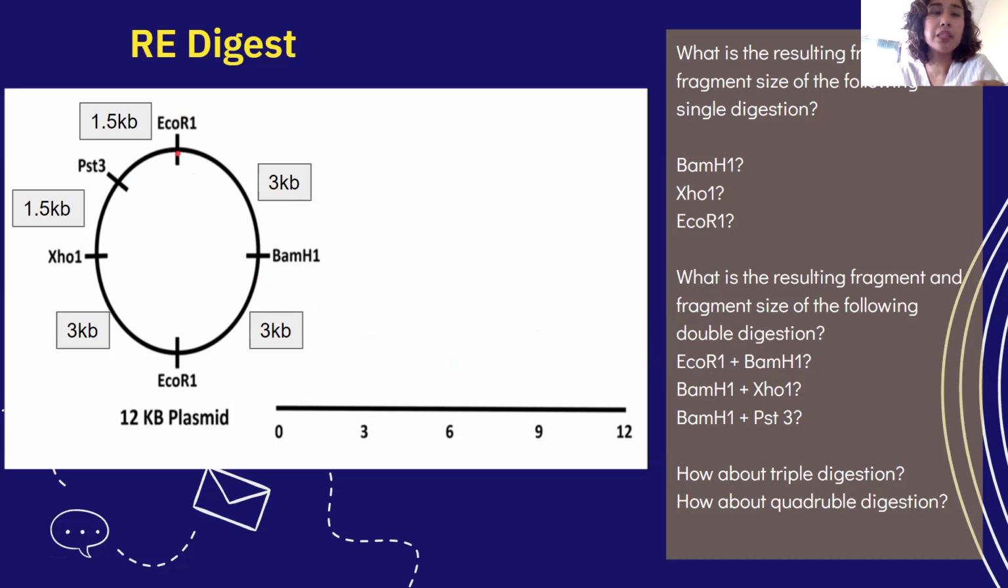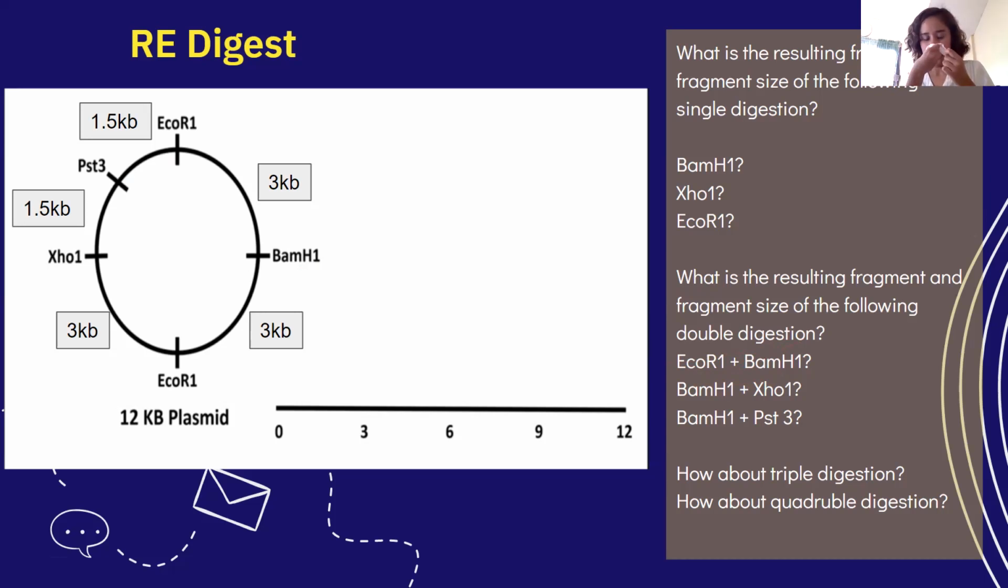So, first fragment is this one. I-add mo lang 3 plus 1.5 plus 1.5, 6. And the second fragment is 3, kasi may nahati ng BamHI. And the third resulting fragment is 3 kb as well. Okay? So, ito ang sagot dito: 6 kb, isang 3 kb, at isa na namang 3 kb.